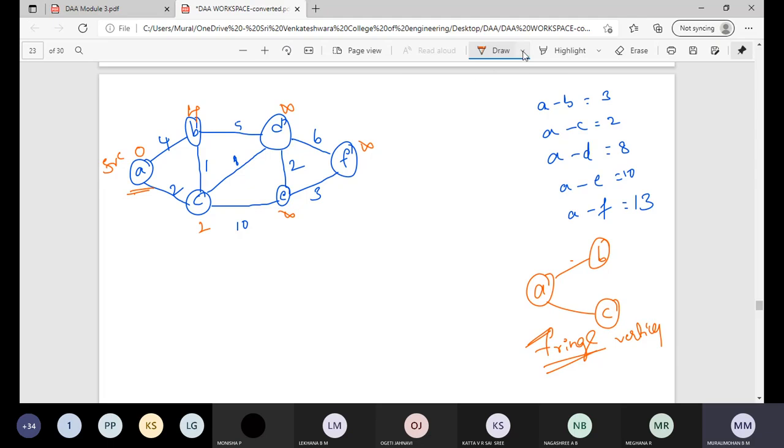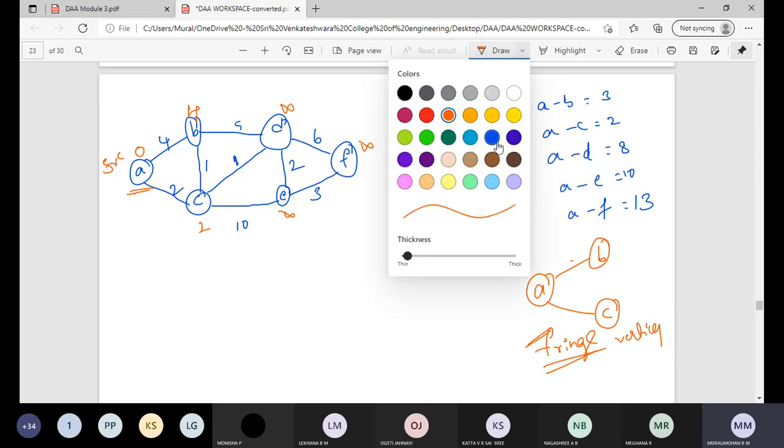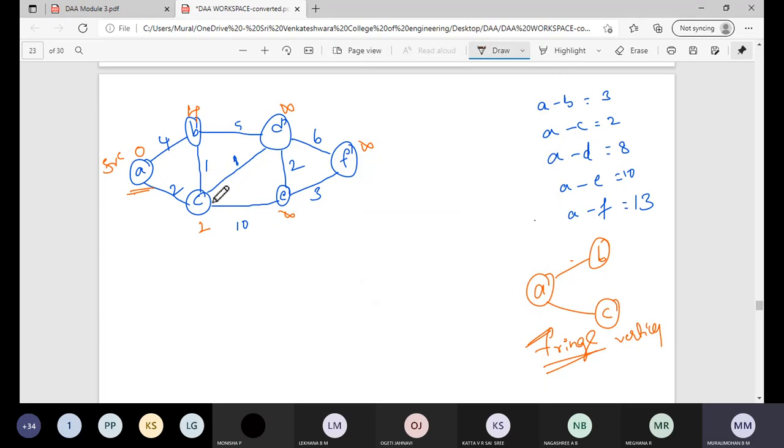Now we will select the minimum of all these, that is the minimum of 2, 4, infinity, infinity, infinity. Which is the minimum? The minimum is 2, right? So we will select this vertex. Initially we selected A, now we will select vertex C. Okay, we will select this one.